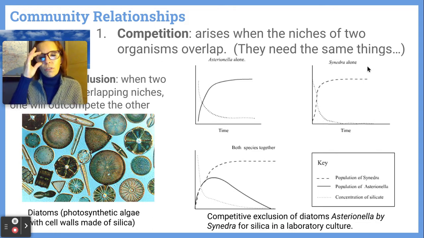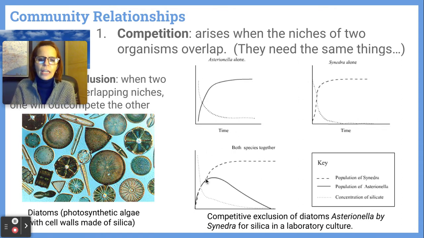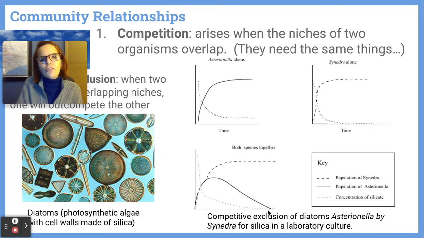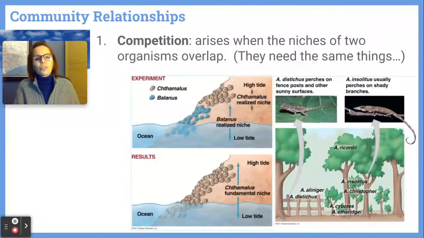However, if you put both of them in the same tank together, you see them competing initially, and then we see that the Asterionella is not able to survive. It's not able to compete as well. And we see that the Synedra ends up surviving independently of the other one. So that's an example of competitive exclusion.